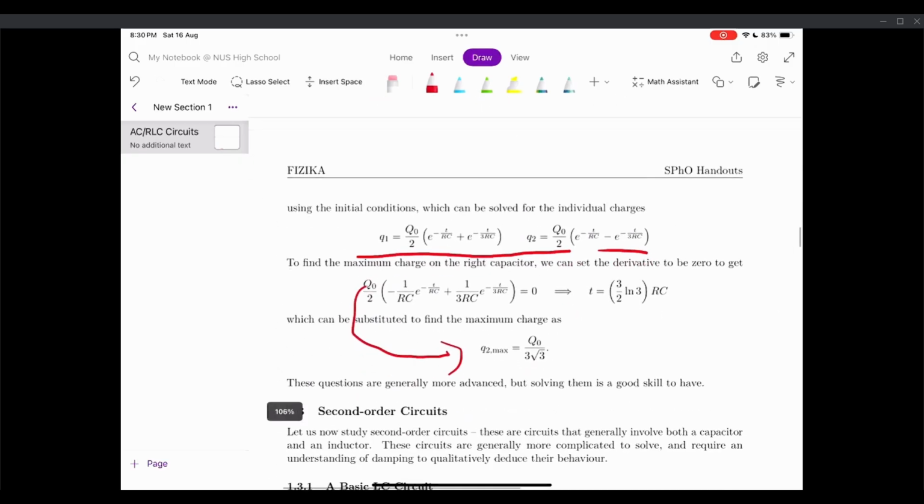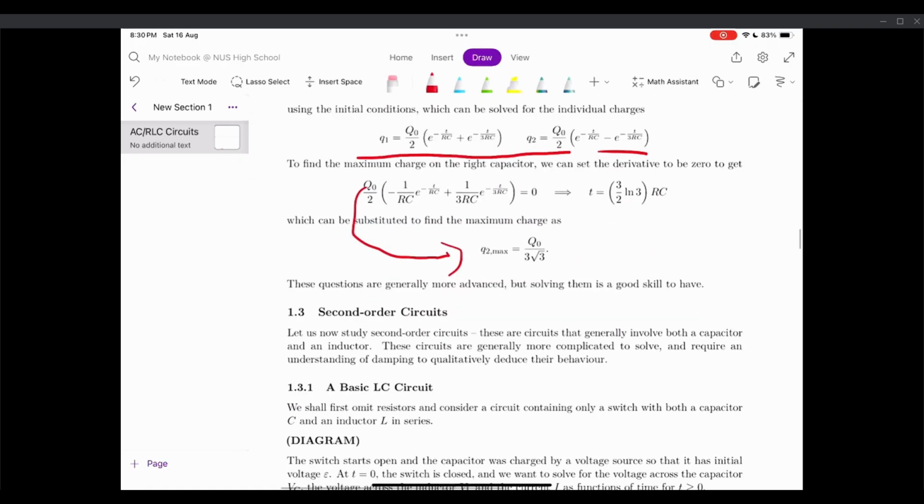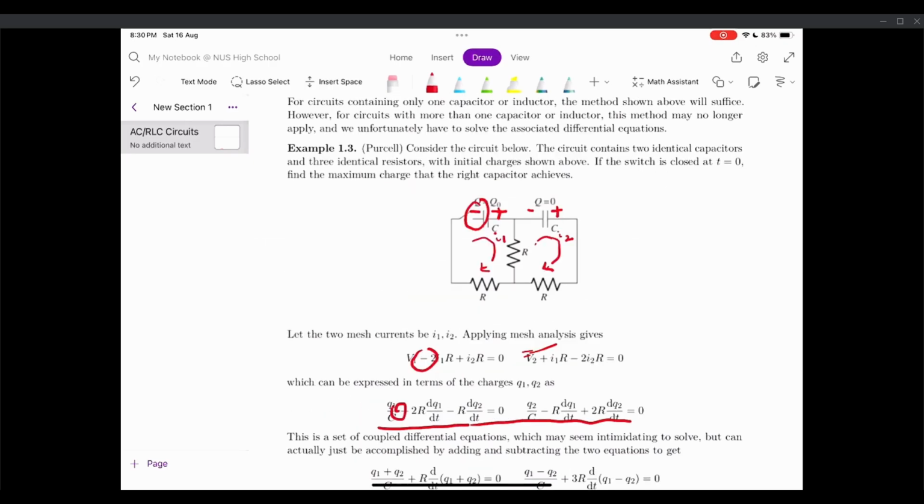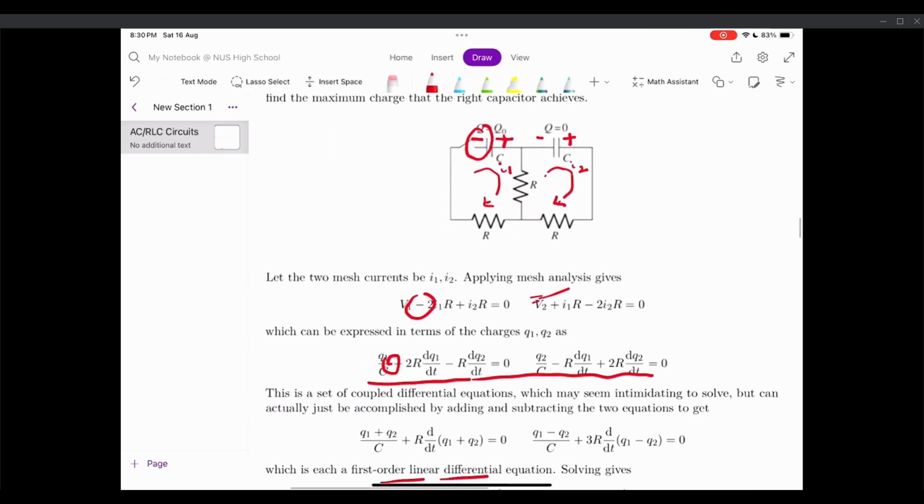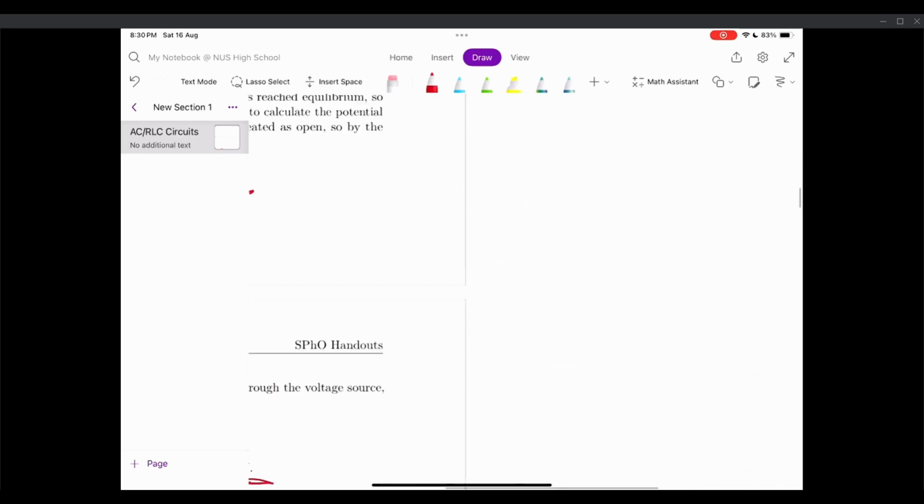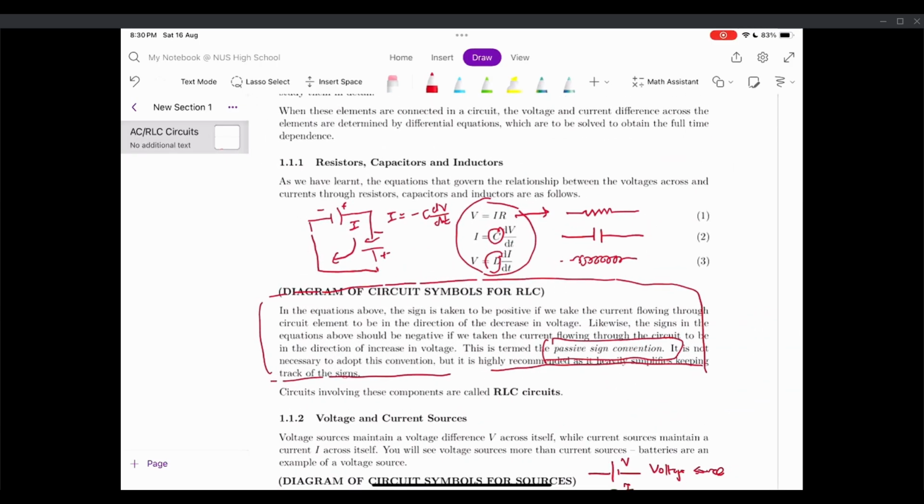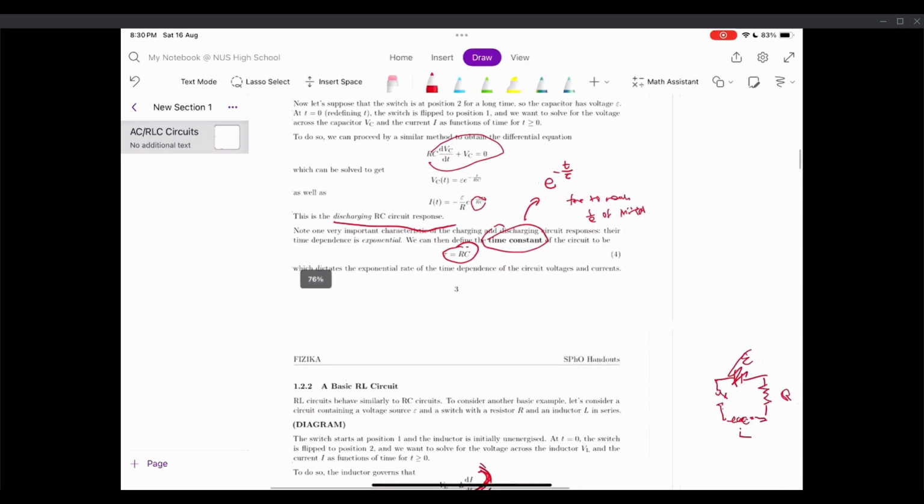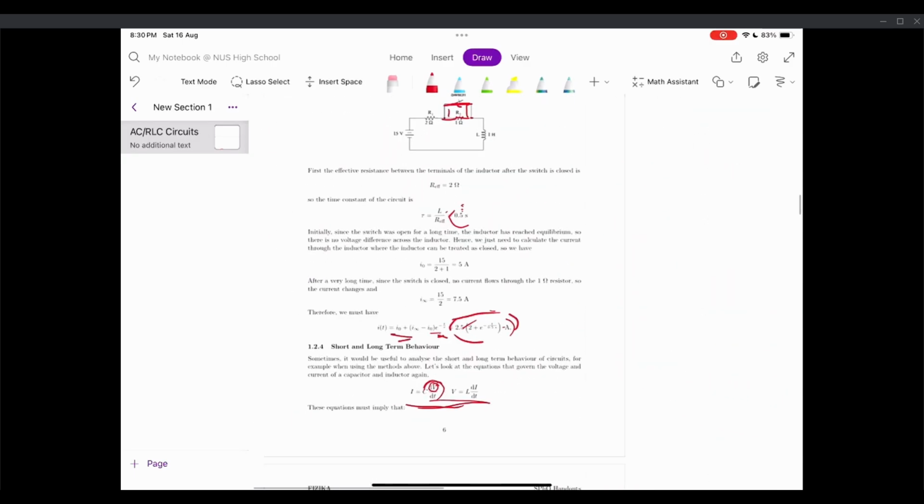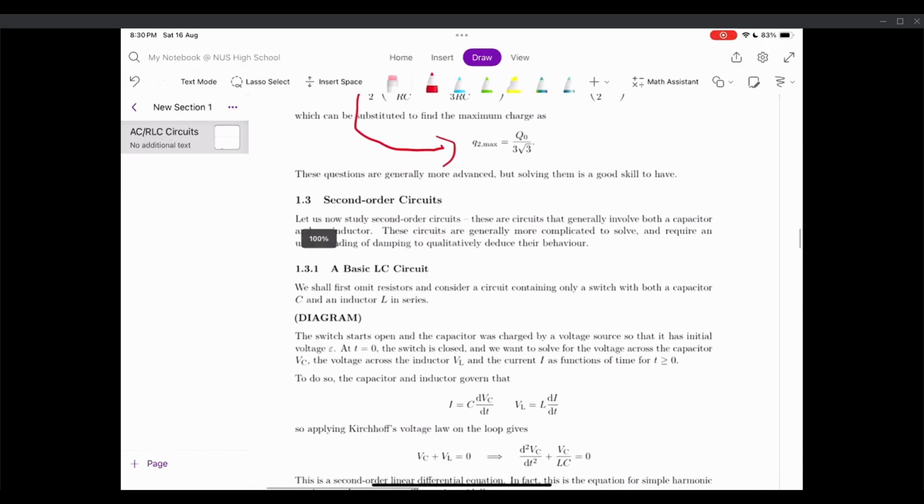If you have general circuits like this, they probably won't appear in SPhO, I don't think. But if they do, it's a good skill to know how to apply what you've learned from DC circuits, as well as the equations for all of the circuit elements together, to get differential equations which you have to solve eventually. The next part is about second order circuits.